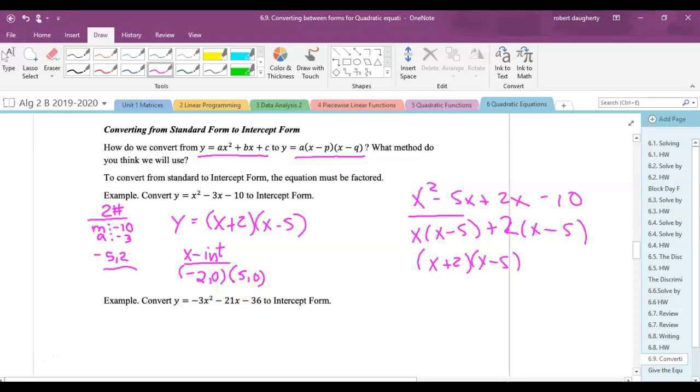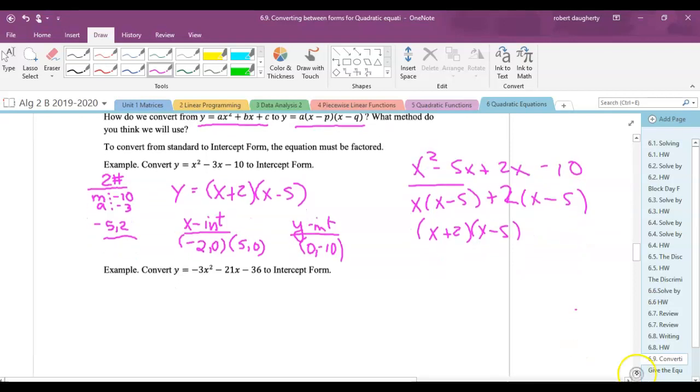Okay. What's the y-intercept? What? 0, -10. Okay. What's the axis of symmetry? 3 halves. 5 plus -2 over 2. Okay. So x equals 3 halves would be where the axis of symmetry is for that one.